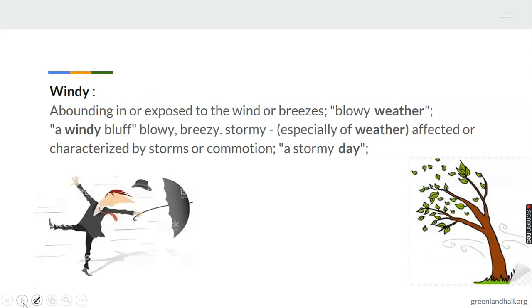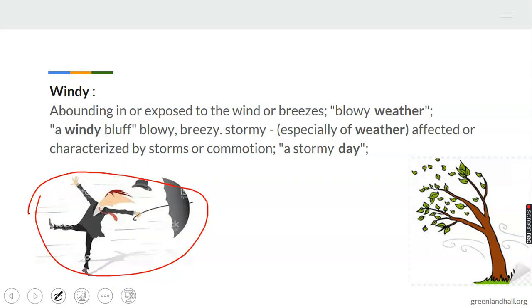Trust me. Now we also have another weather here, windy. Now, windy means abounding in or exposed to the wind. So when you are either in the wind, look at Mr. Man. Look at him. He's just about to be blown away. And you can also see the tree here signifies that it is windy. Now, blowy weather, a windy bluff, blowy breeze, stormy, especially of the weather, it affects our characteristics and is a symbol of our emotions.